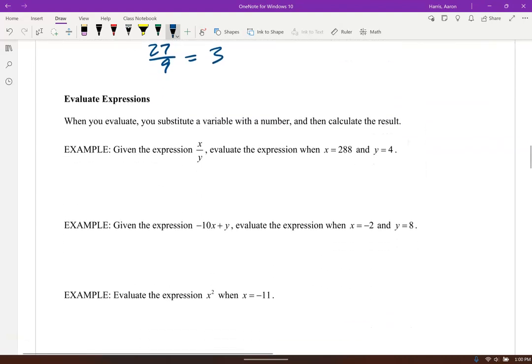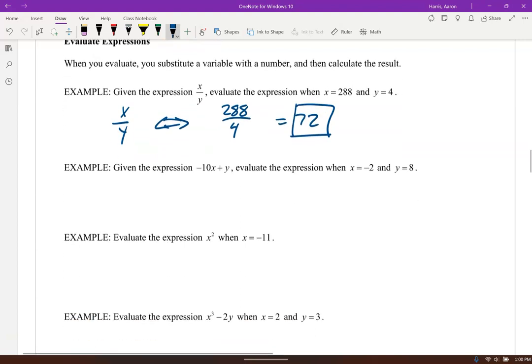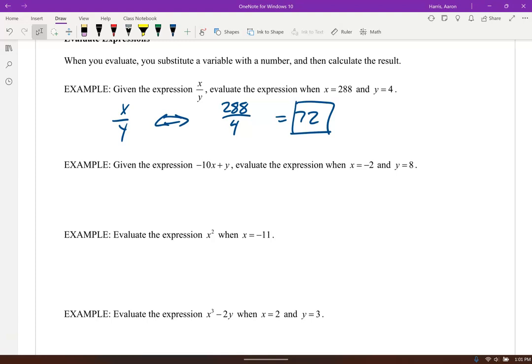All right, now let's evaluate some expressions. What if we have the quotient of x over y, but x is 288 and the y is 4? Well, 288 divided by 4 gives you, what is that, 72? So x over y when x is 288 and y is 4 ends up being 72.